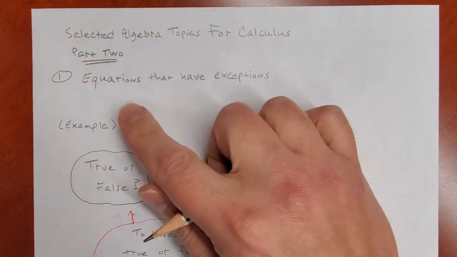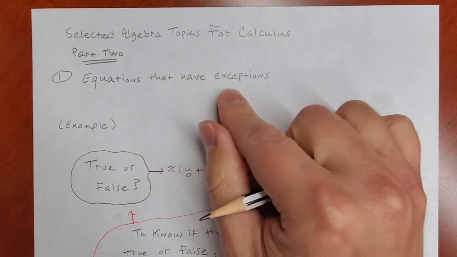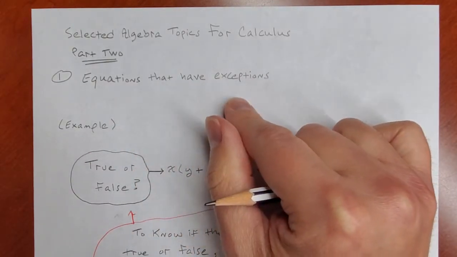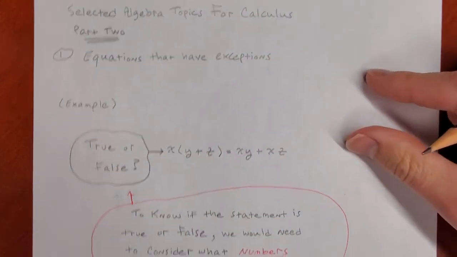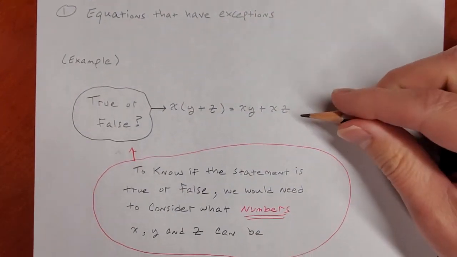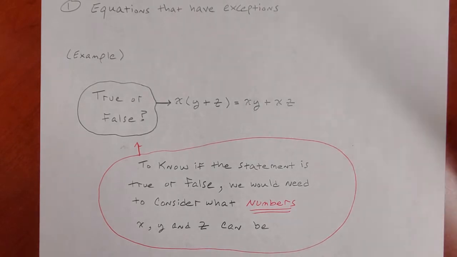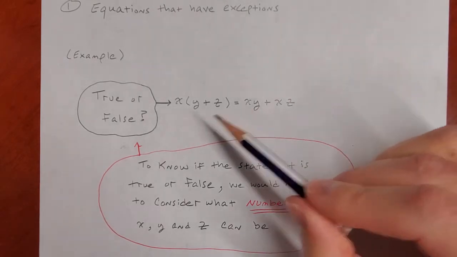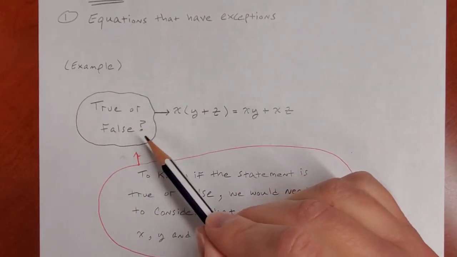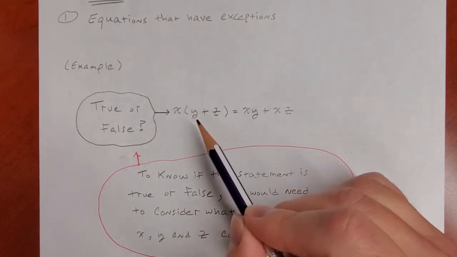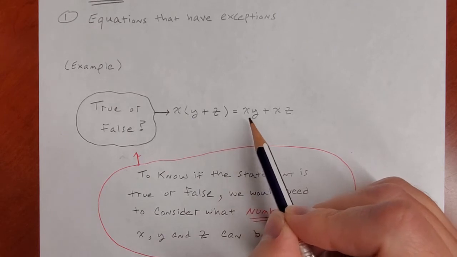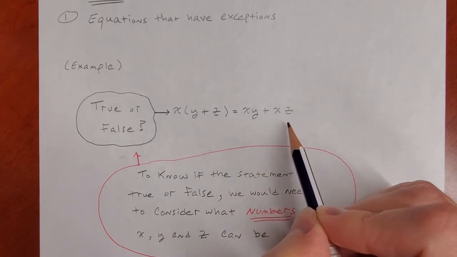So before I actually tell you what's going on with equations that have exceptions, I want you to think about algebra and what turns out to be calculus in terms of numbers. Because if I say, is this true or false? Is x times quantity y plus z equal to x times y plus x times z? Is that true or false?